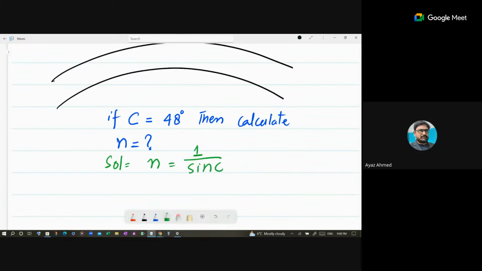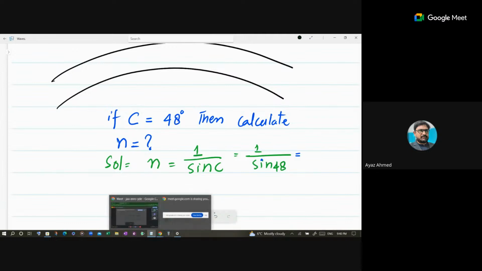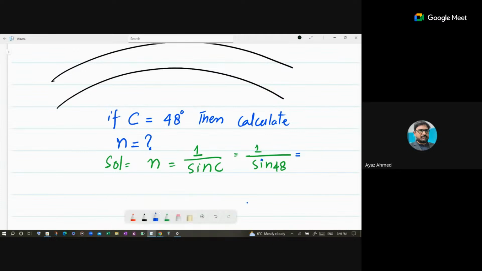Are you getting this thing? So 1 upon sine of 48. Yes, please calculate that. Shabash. Okay, sir. Calculating it. Meanwhile, can you confirm the answer when Ariba has calculated it?